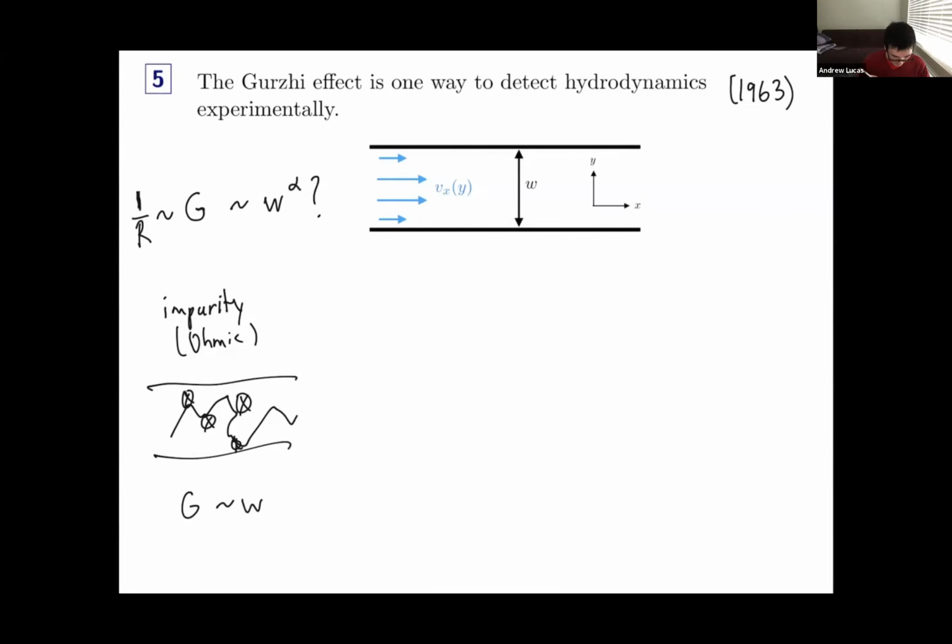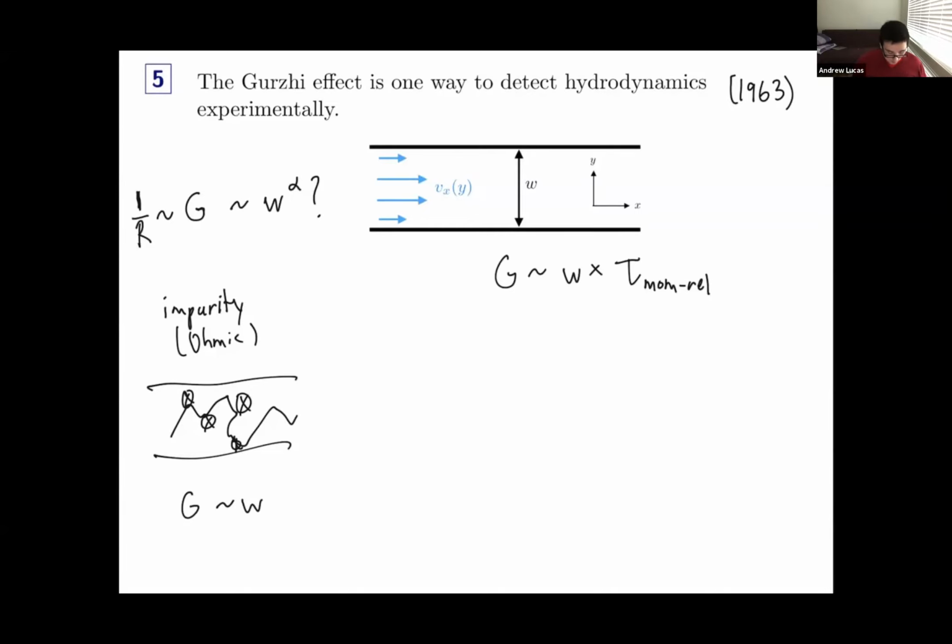Now, more generally, we could write that the conductance should scale as W times the time scale that it takes to relax momentum. So I'll just say momentum relaxing time scale. In the impurity case, that's just the time to get from one impurity to the next, and it's constant. It's not scaling with the system size. So that's why we have G scaling with W.